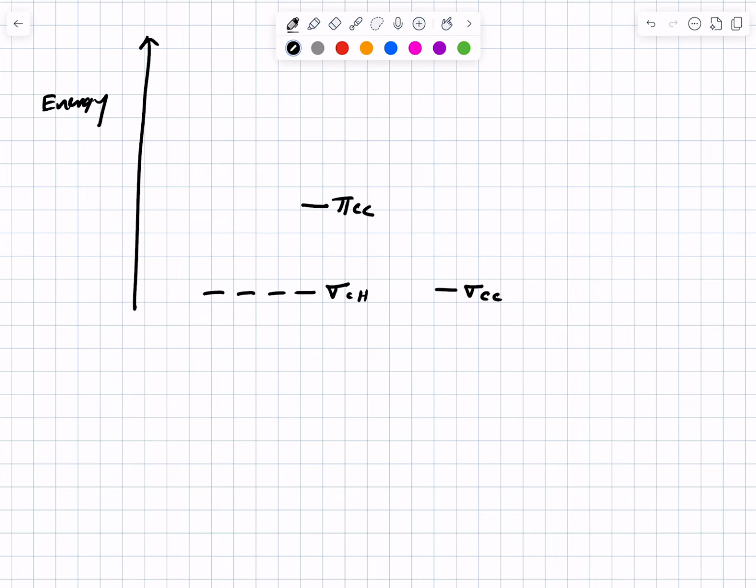There is an answer to that, and it doesn't matter for most purposes. The reason it doesn't matter is because we're always going to be worried about the orbital that's highest in energy. In this case, because the pi orbital is higher in energy than any of the sigma orbitals, we can basically ignore the sigma orbitals.